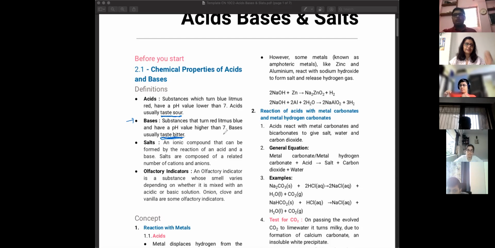Ma'am, does bitter gourd have base or alkaline, because it is bitter? That's an interesting question. Where the bitterness of bitter gourd comes from, I'll have to look into it. I have to Google search and see what substances it contains. But bases tend to taste bitter.